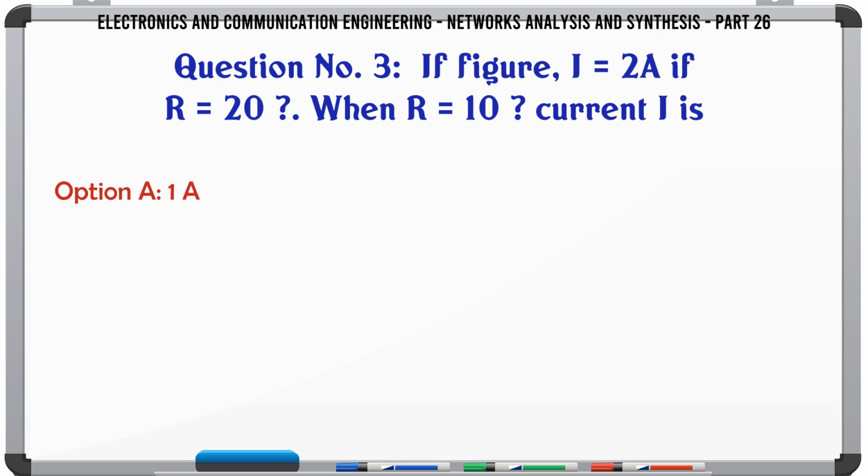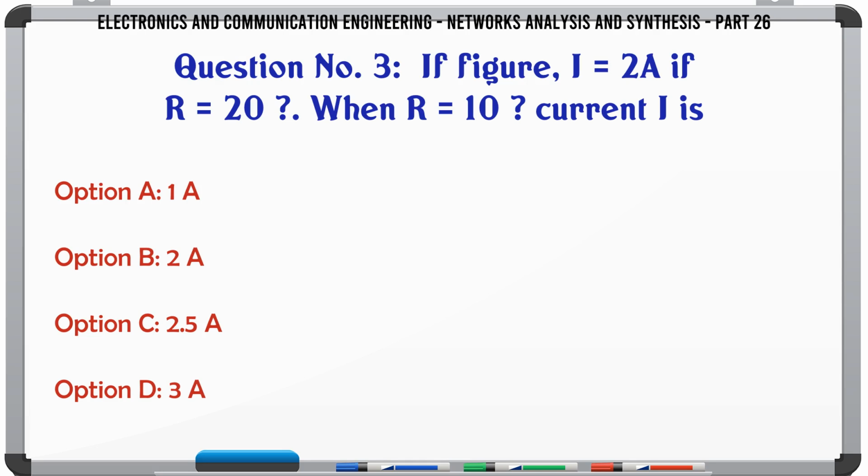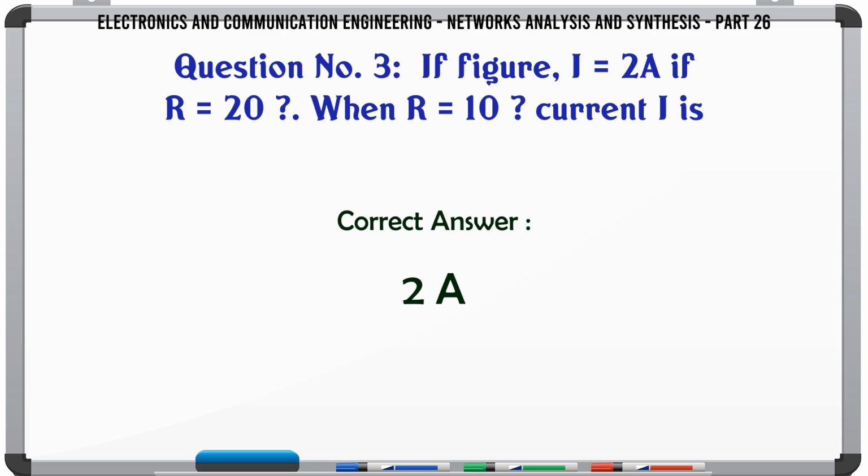If in the figure I2 is 2 and R is 20, when R is 10, current I is A, 1A; B, 2A; C, 2.5A; D, 3A. The correct answer is 2A.